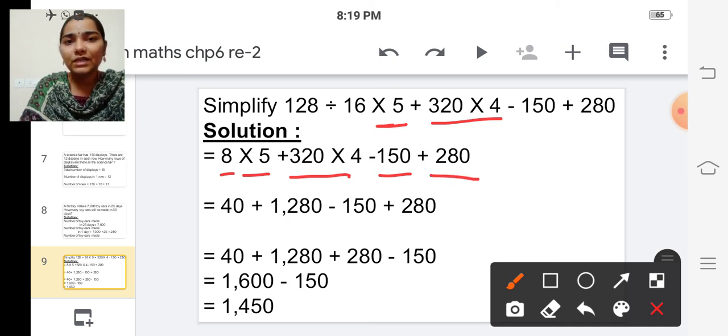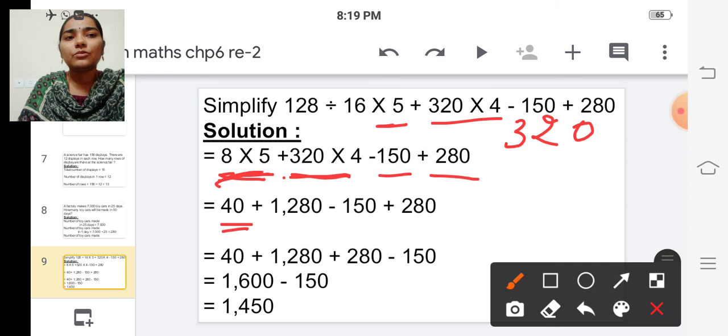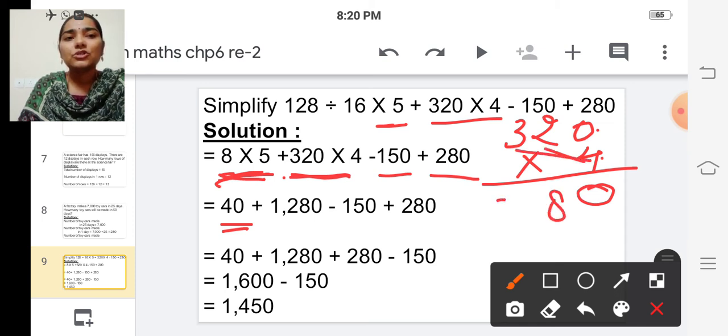So we have finished the division and now we have to finish multiplication. Here one multiplication is there. 8 5s are 40, plus 320 into 4. So multiply 320 into 4. 4 zeros are 0 and 4 twos are 8. 4 threes are 12. So 40 plus 1280 minus 150 plus 280.